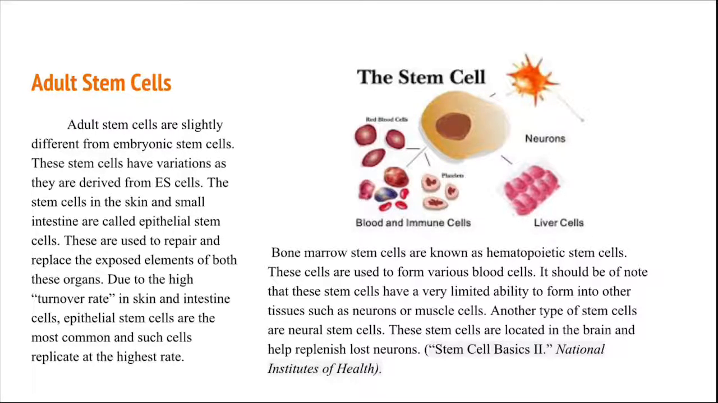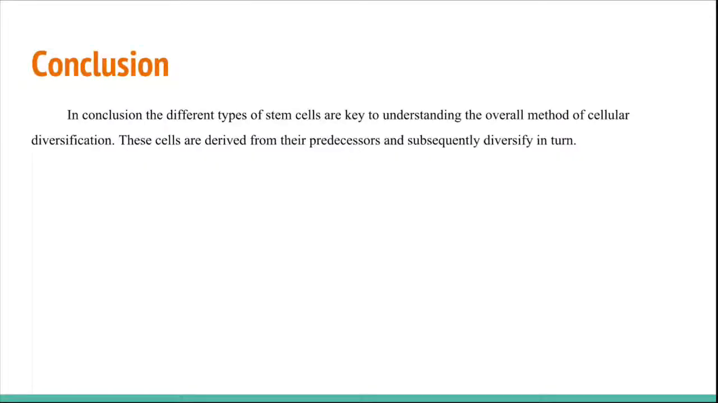You'll also have your neurological stem cells, which are for your neurons and your brain, to replace and repair it. In conclusion, understanding these different types is key to understanding a method of cellular diversification. These cells are derived from their predecessors and then subsequently diversify in their own turn. Understanding these different types is necessary to understand how to utilize them properly.